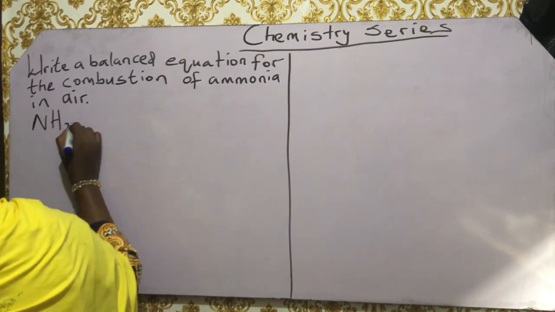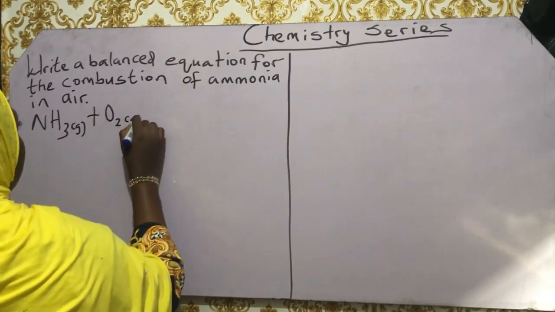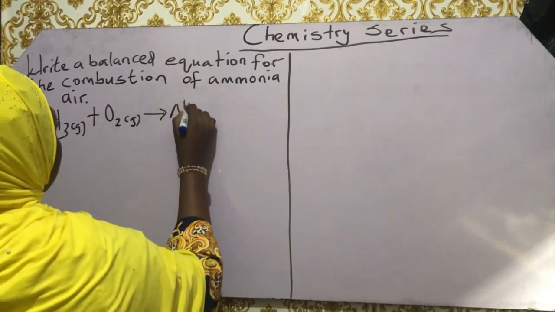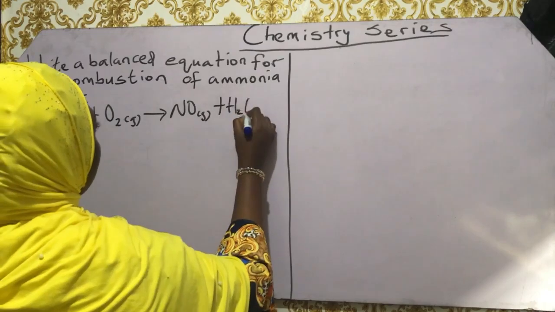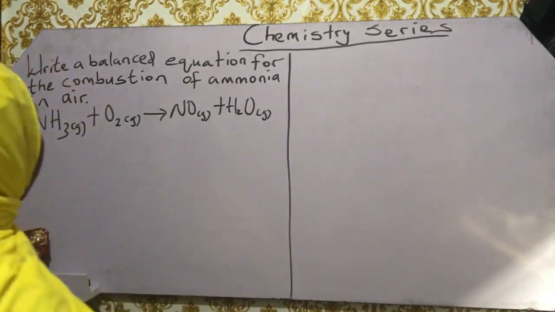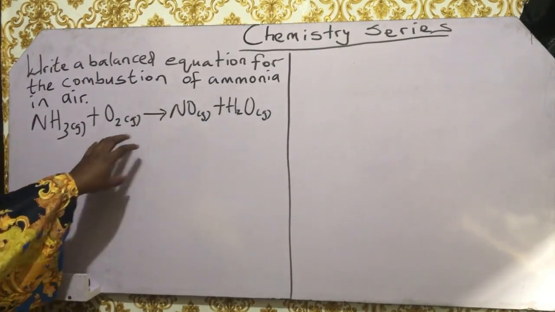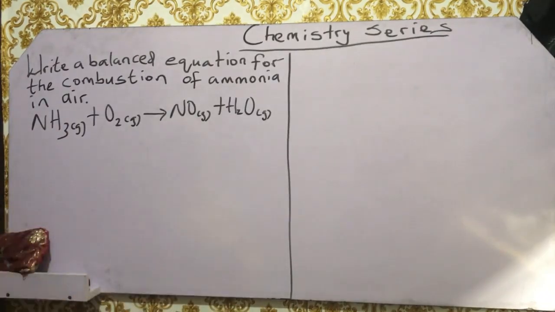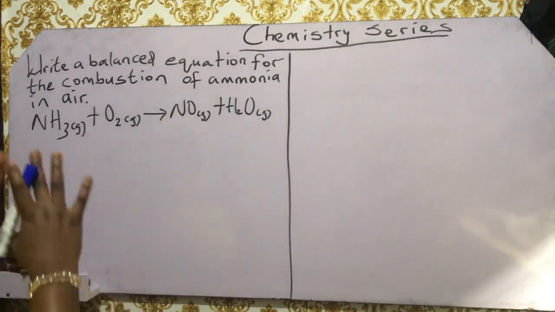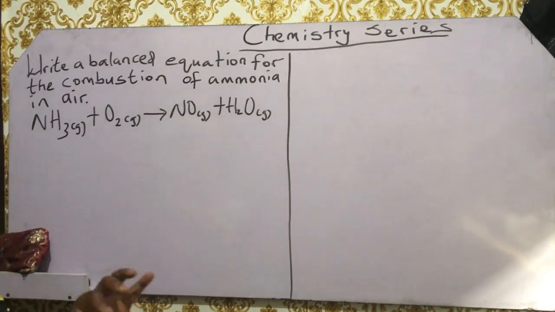Ammonia. Now, we have ammonia burned in air. You have NO and H2O. And as we can see, this equation is not balanced. So let's try to see the number of atoms we have on the left side and the number of atoms we have on the right side.